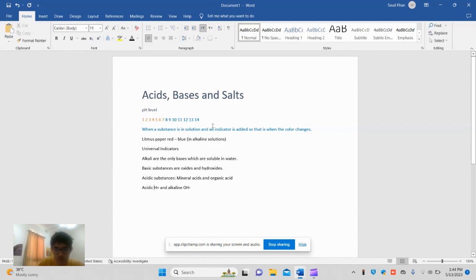When a substance is in solution and an indicator is added, that is when the color changes. You have a lot of indicators. Litmus paper changes from red to blue in alkaline solution, and vice versa, blue to red in acidic solutions. Universal indicators are actually variable, so they'll show different tints: yellow, green, red. I might show you the picture some other time. But now I can just tell you that alkalis are the only bases which are soluble in water. Actually, I can show you.